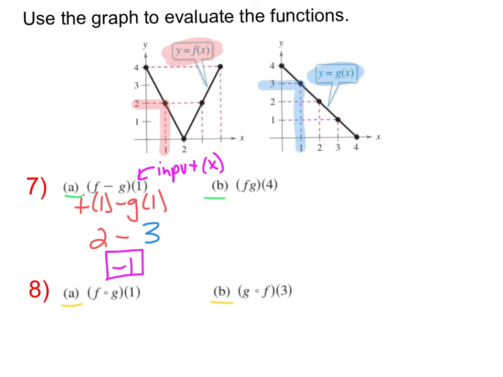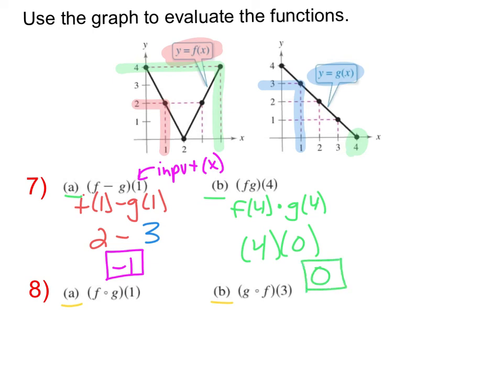So for letter B, we are looking at f of 4 times g of 4. So I'm going to figure out what those two values are, and I'm going to multiply them together to get my answer. So for f at 4, the y value is 4. And for g, when x is 4, the y value is 0. And 4 times 0, anything times 0 is 0.